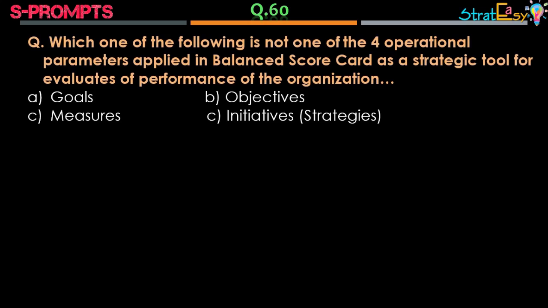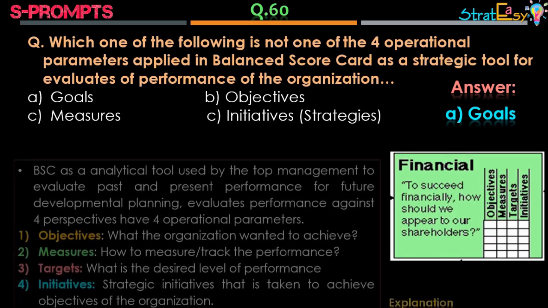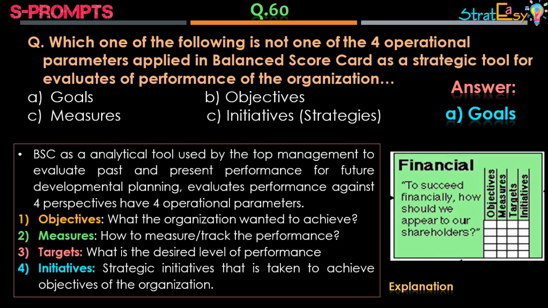Question number 60. Which one of the following is not one of the four operational parameters applied in balanced scorecard as a strategic tool for evaluating performance of the organization? And the right answer is option A, goals. Balanced scorecard, as an analytical tool used by the top management to evaluate past and present performance for future developmental planning, evaluates performance against four perspectives, and has four operational parameters.